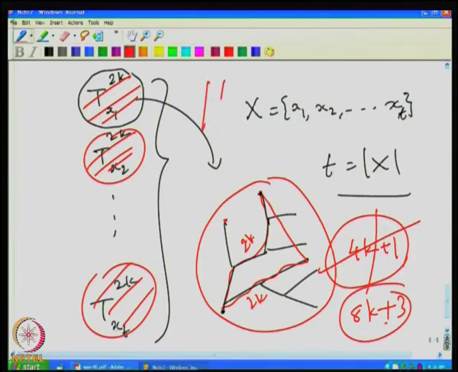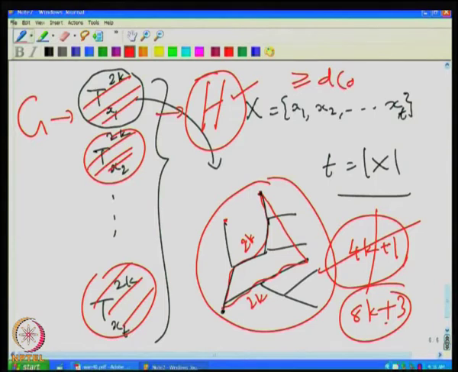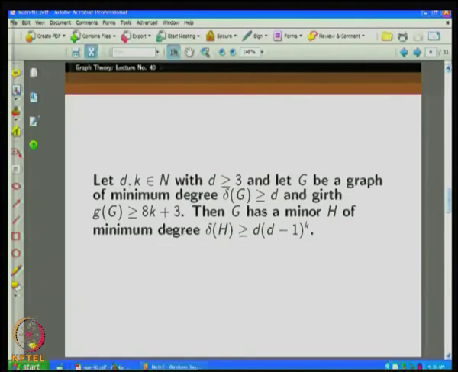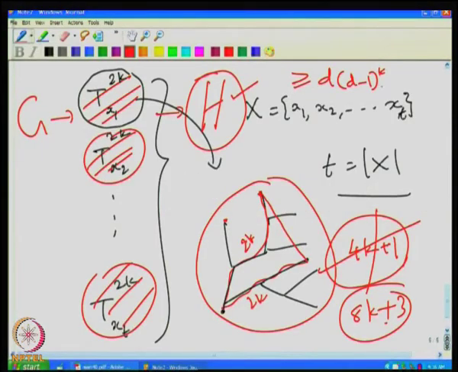Let us call it H. This will be the minor H which will be created from this graph. Our intention is to show that this minor H is the kind of minor we want. That means of minimum degree greater than or equal to d into (d minus 1) raised to k. That is what we claimed in our proof, d into (d minus 1) raised to k. This is what we want to show.